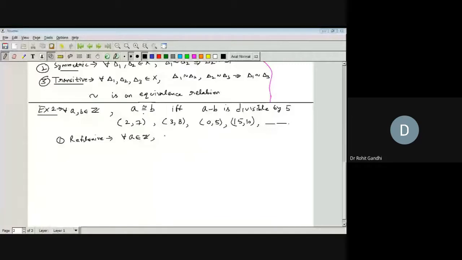So what is A minus A? That is equal to 0 and it is divisible by 5. So that means this relation is reflexive. Now second is symmetric.